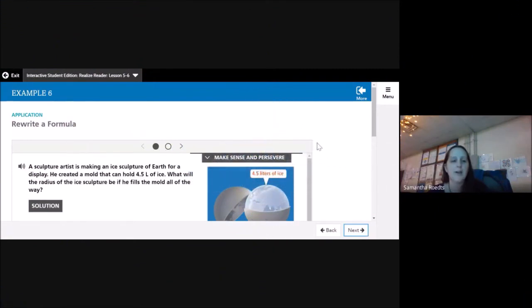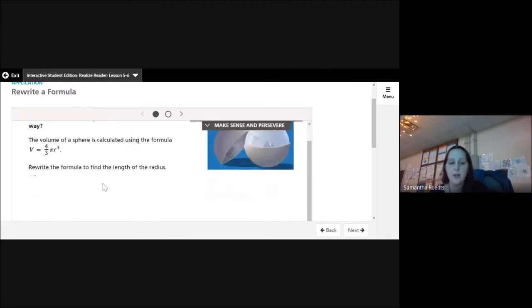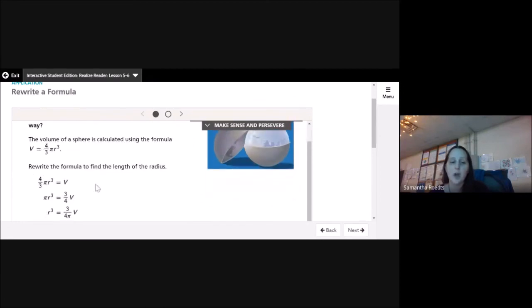All right, example 6, rewrite a formula. A sculpture artist is making an ice sculpture of Earth for a display. He created a mold that can hold 4.5 liters of ice. What will the radius of the ice sculpture be if he fills the mold all of the way? The volume of a sphere is calculated using the formula V equals 4/3 pi r cubed. I rewrite the formula to find the length of the radius. So I'm solving for r.